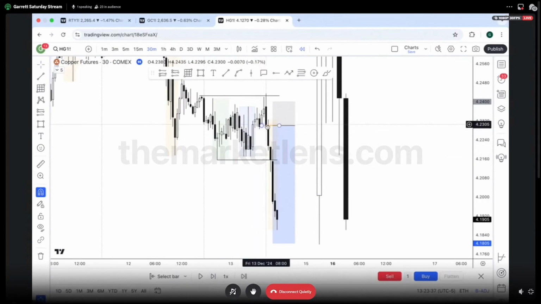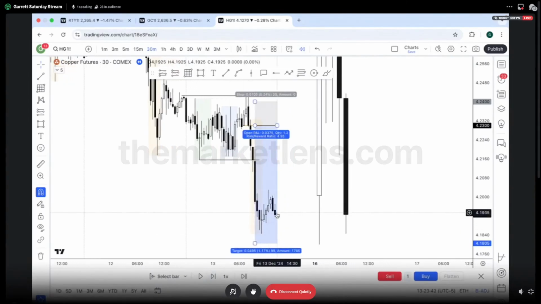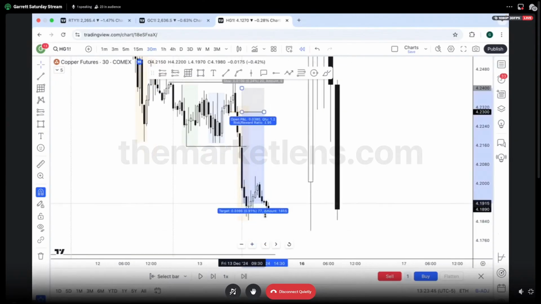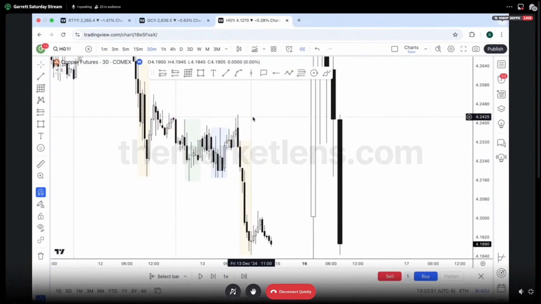I took off at that 30-minute CST, by the way. I had to close the trade around 1500. So yeah, around here. Because on Top Step you can't hold overnight, so I had to close about there. But yeah, it was a good trade.